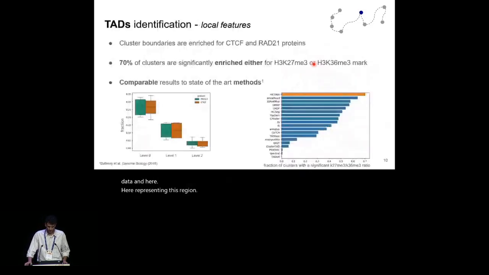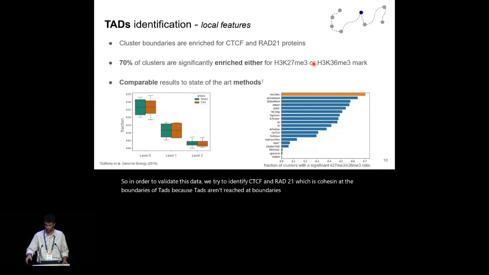In order to validate this, we tried to identify CTCF and RAD21, which is cohesin, at the boundaries of TADs, because TADs are enriched at boundaries for these proteins. And we found that at the first level of the hierarchy, we have an enrichment for this kind of protein. Between, let's say, 25 and 30% of TAD cluster boundaries at the first level are enriched for these proteins, and we are in line with most of the TAD callers.